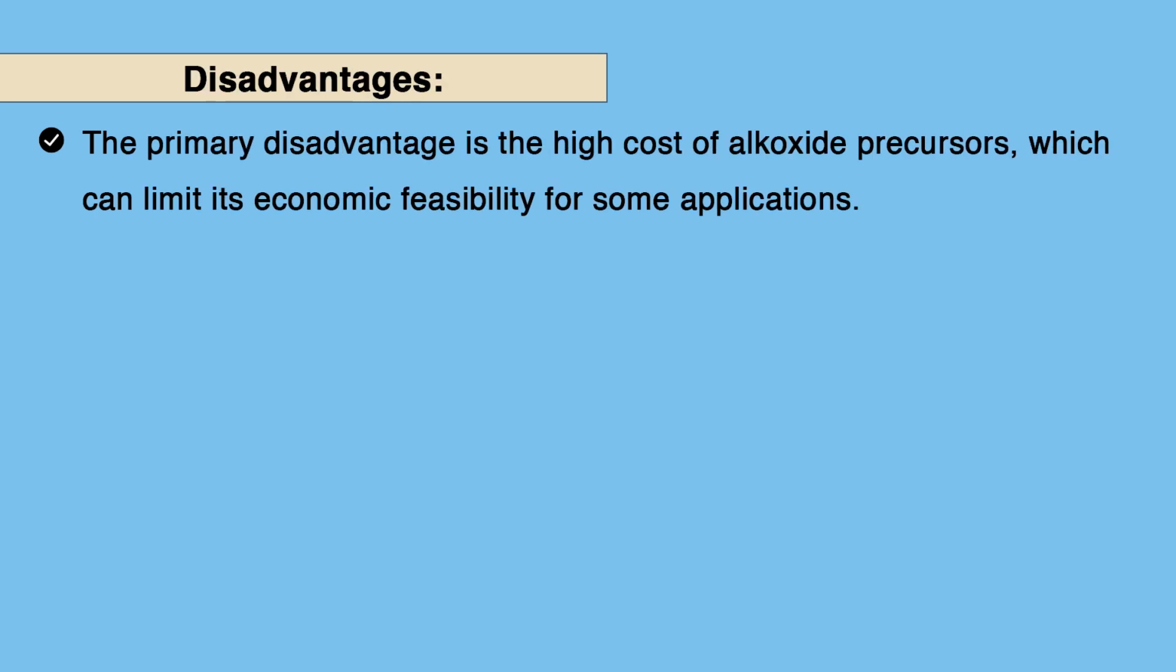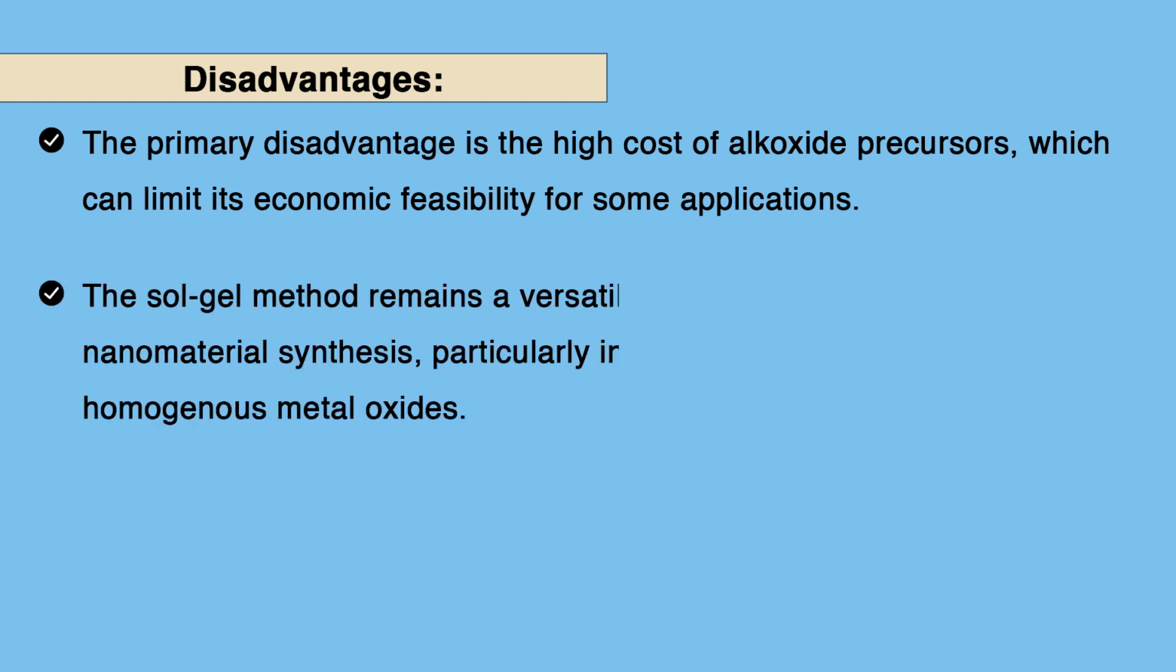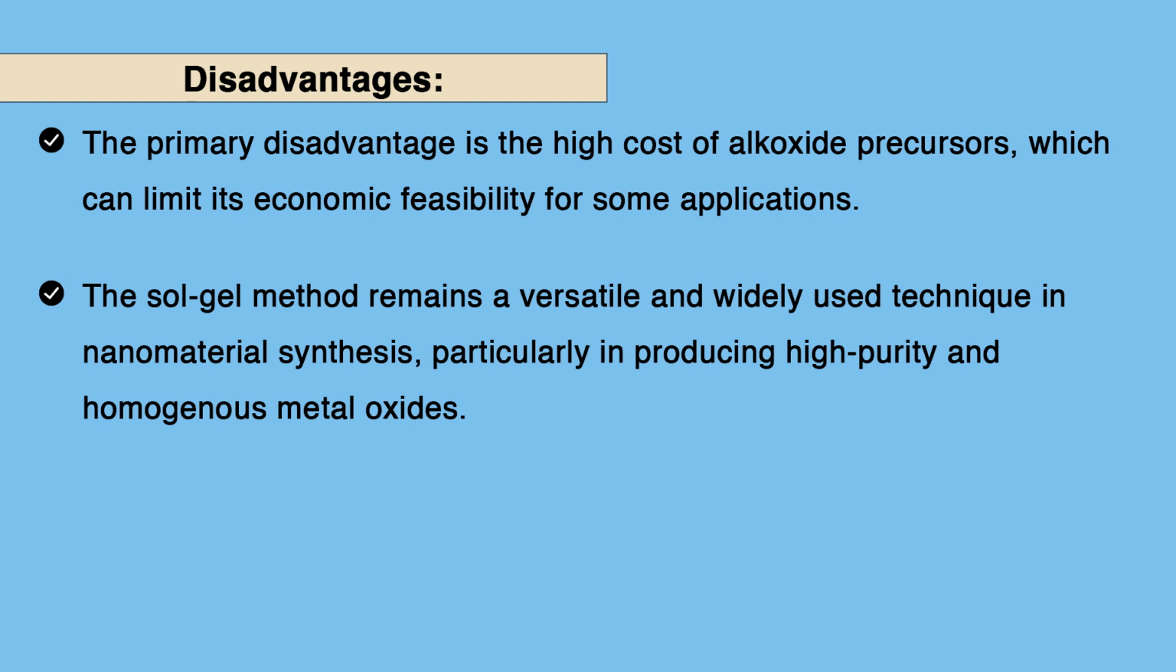This method also has some disadvantages. The primary disadvantage is the high cost of alkoxide precursors, which can limit its economic feasibility for some applications. The sol gel method remains a versatile and widely used technique in nanomaterial synthesis, particularly in producing high purity and homogeneous metal oxides.